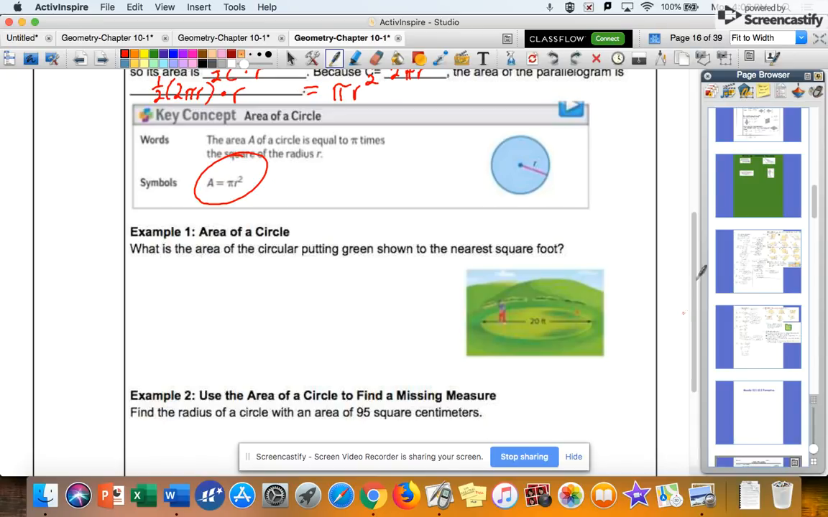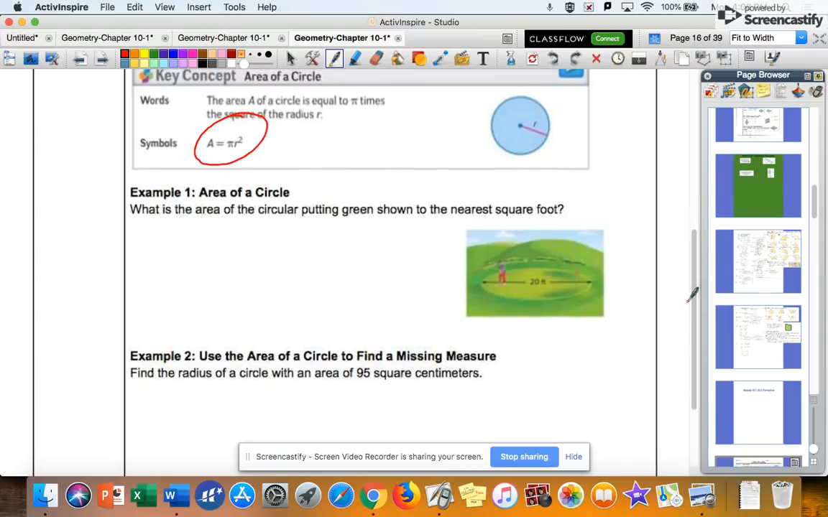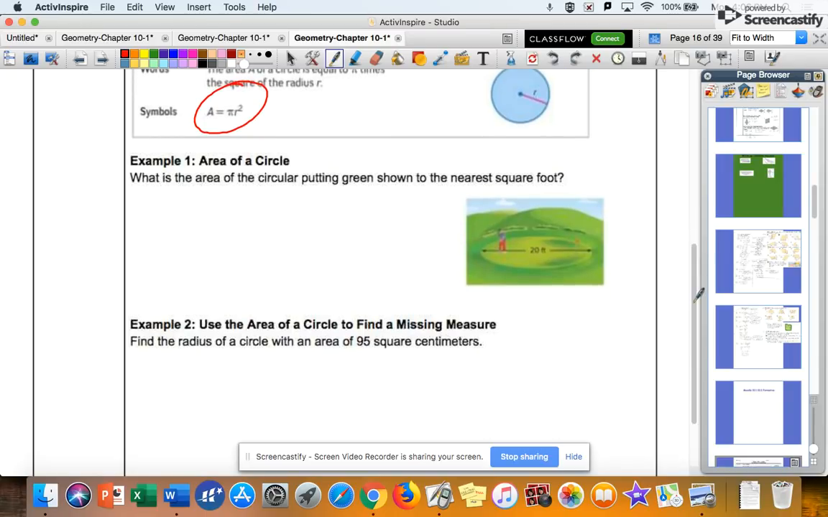And just like our area formulas from the previous section, really we're piecing it together into rectangles. So it all comes back to these rectangle formulas, or the parallelogram formulas, base times height, and even the circle can be pieced into a rectangular shape. So now that we have that, let's do some pretty simple, straightforward area problems with the circle. What is the area of the circular putting green shown to the nearest square foot?